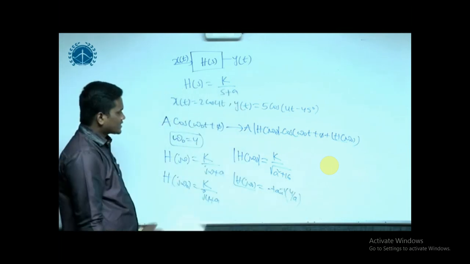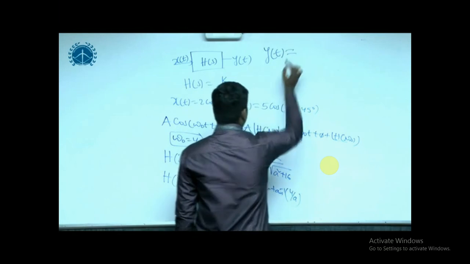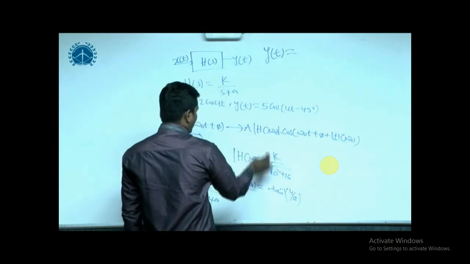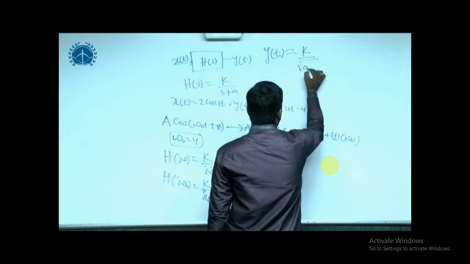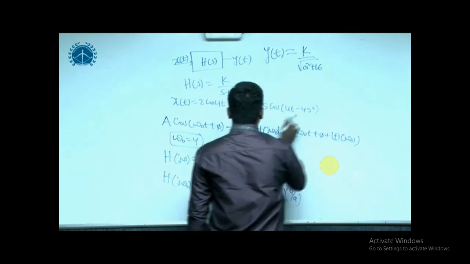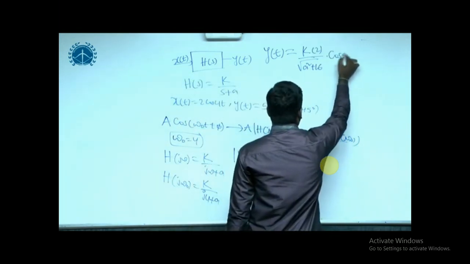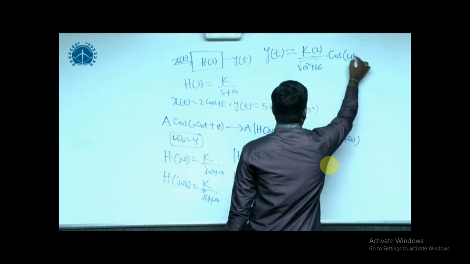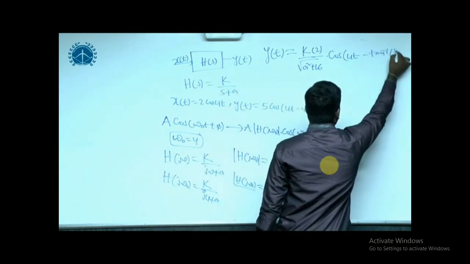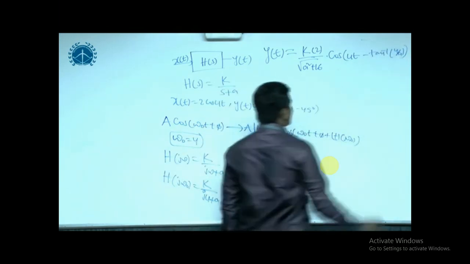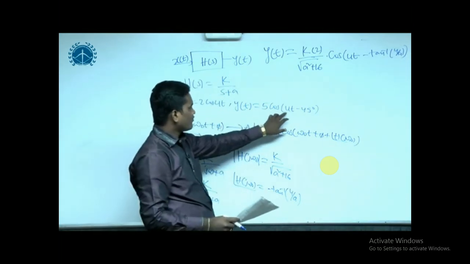By considering all this, the output I am going to get is y of t equals, from this, mod of H of j omega naught is k by square root of a square plus 16, but the original signal is already multiplied with 2, so 2 into cos of 4t. The angle it is offering is minus tan inverse of 4 by a. So this is the output I am getting, but the output is already given as 5 cos of 4t minus 45 degrees.